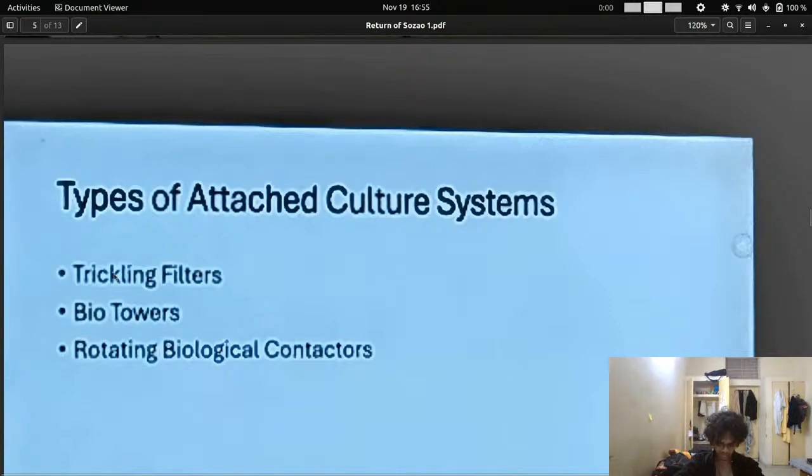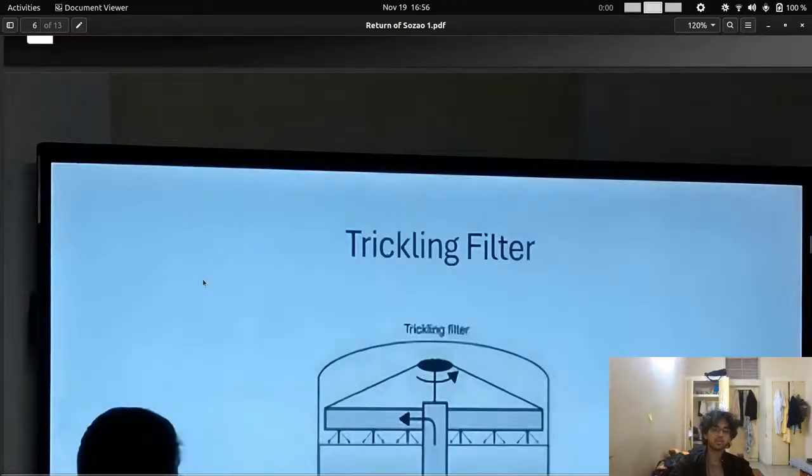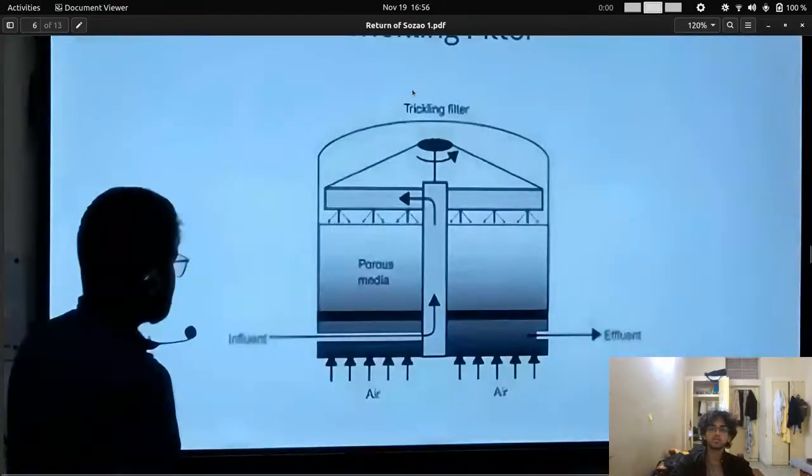Types are trickling biotowers and rotating biological contactors. What's trickling tower? A trickling tower is like this.